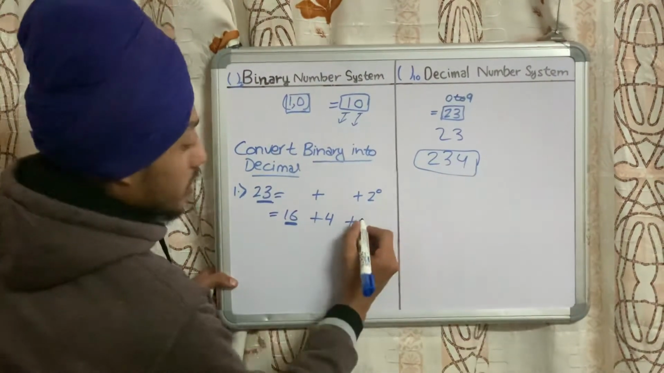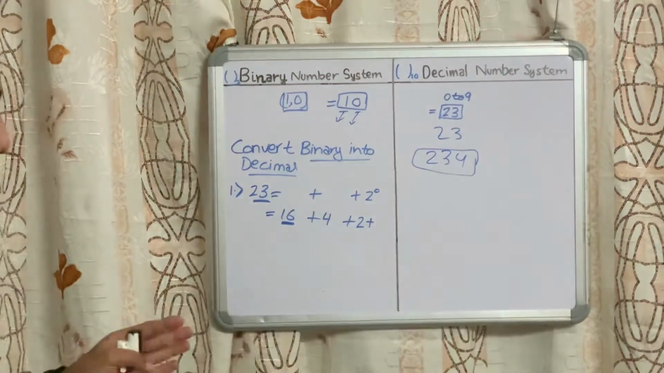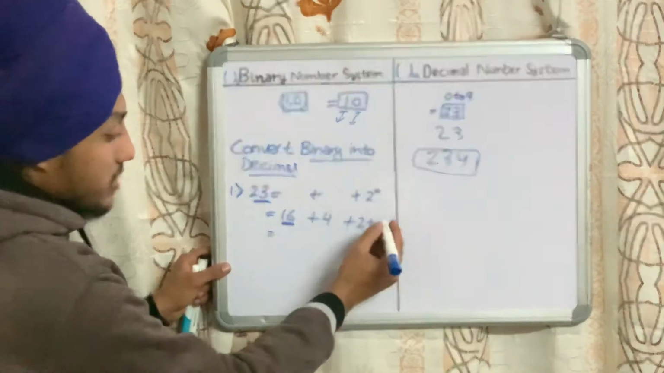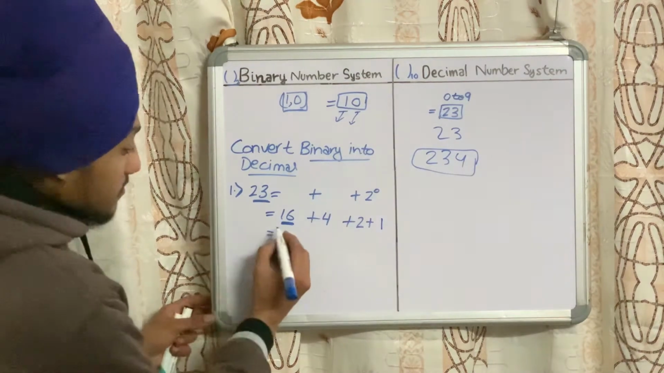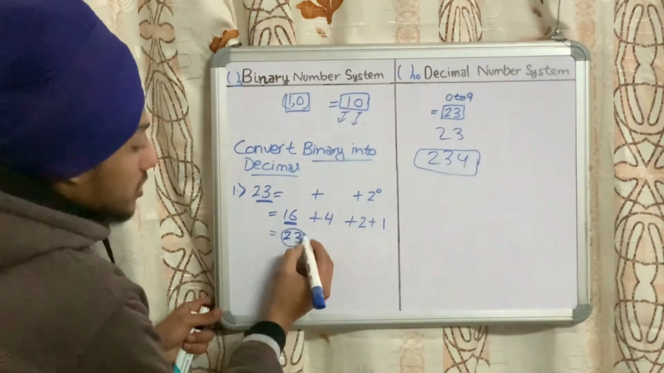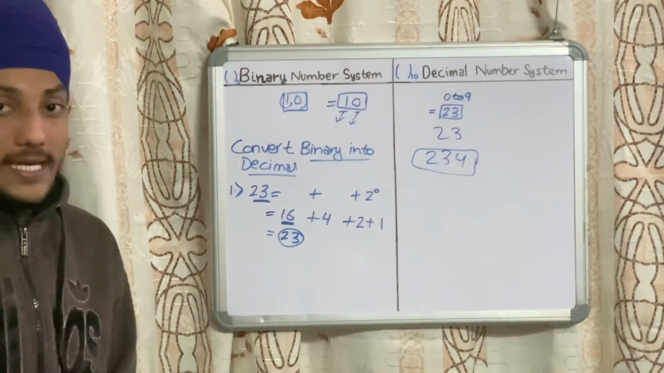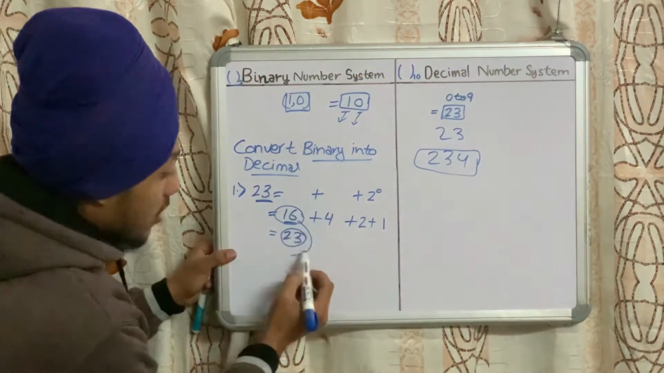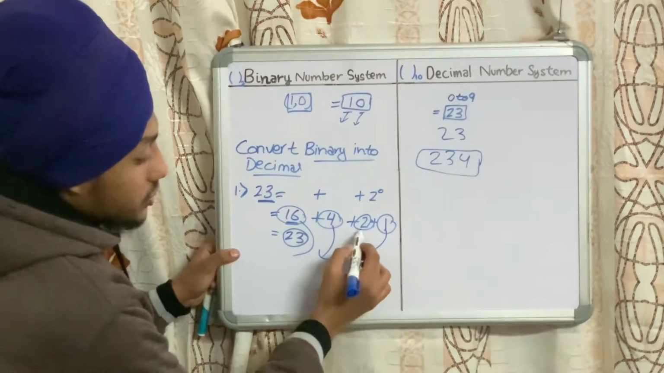And again we take 2, because 2 raised to power 1 is 2. Now we see it's not complete, so we take 1 also, so that our 23 arrives. So how do we represent this 23 in the binary number system, and how does the computer interpret it as a binary number?